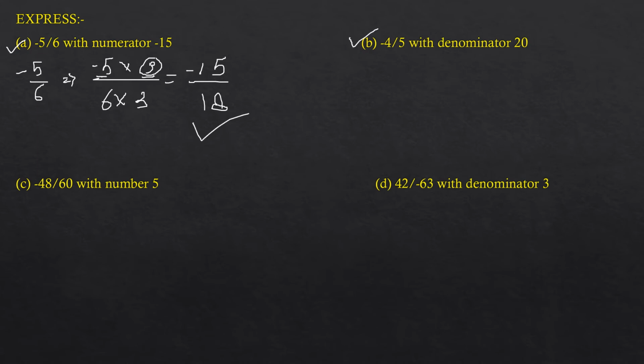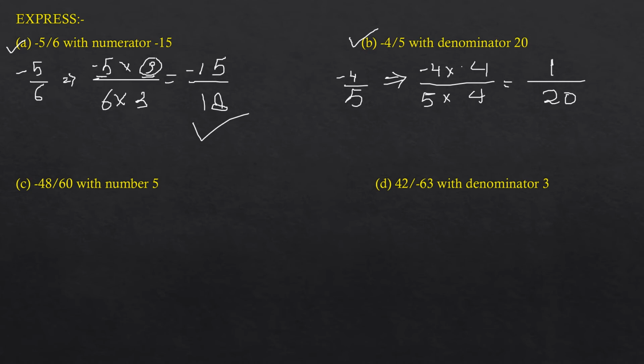Now in part B, what do we have? We have -4 by 5, and here we have to change the denominator from 5 to 20. So again the number is getting increased, right? So here also we will use multiplication. What should 5 be multiplied by to get 20? It should be multiplied by 4, and the numerator will also get multiplied by 4. 4 into 4 gives us 16, and that will be negative. Why? Minus here, plus here.